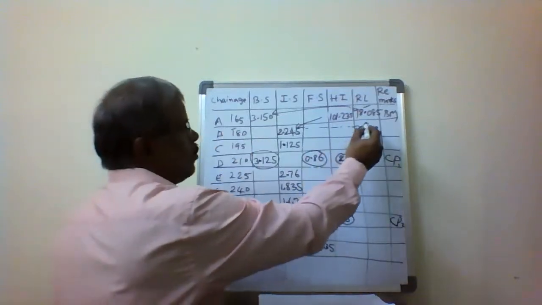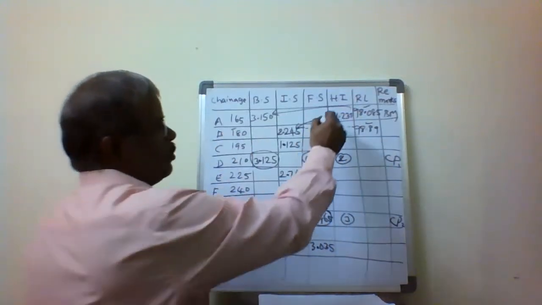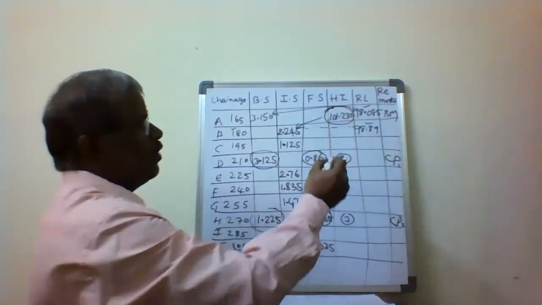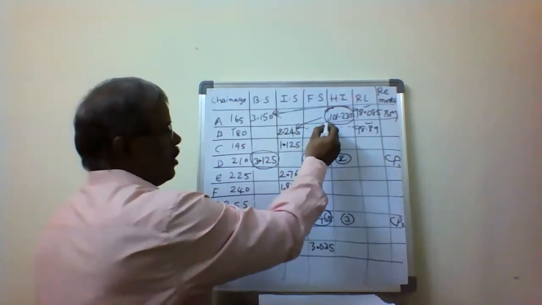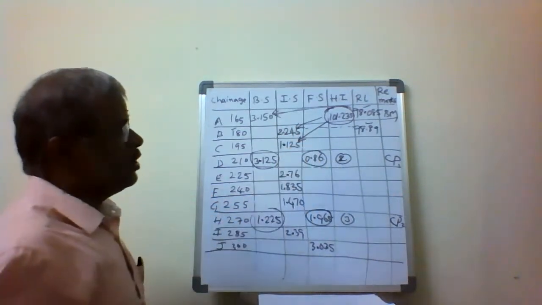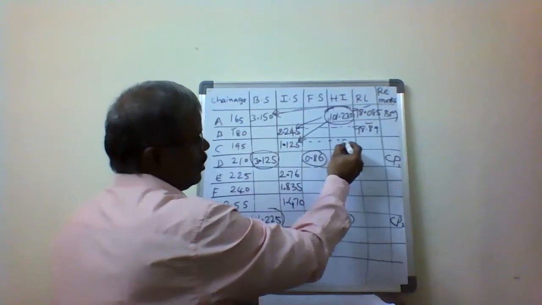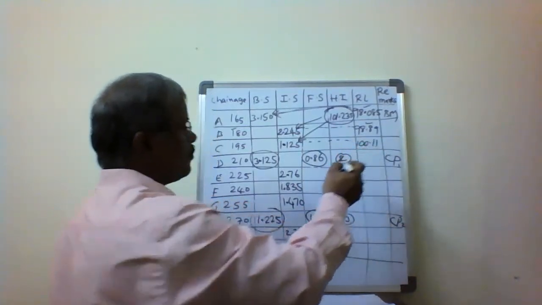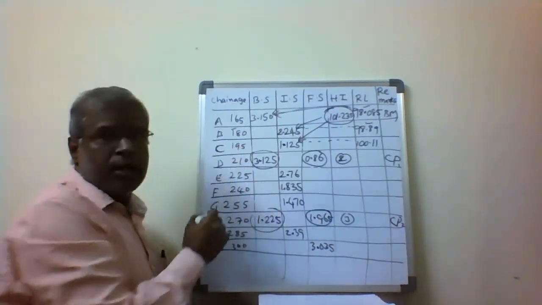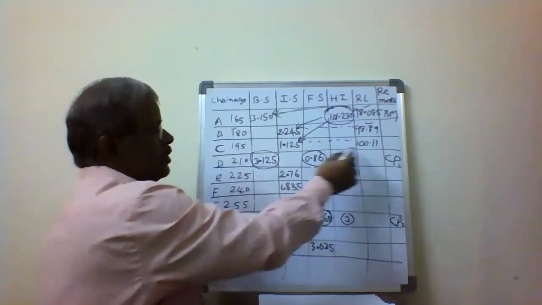So B point we are going to calculate by using the height of the instrument. This is the height of the instrument. We are able to get it, 98 plus 3.150. Similarly, height of the instrument minus one more intermediate side, so we are able to get 100.11. So the elevation of the point C is 100.11.